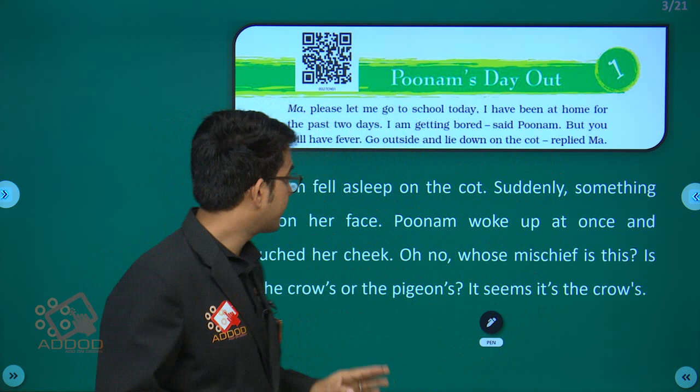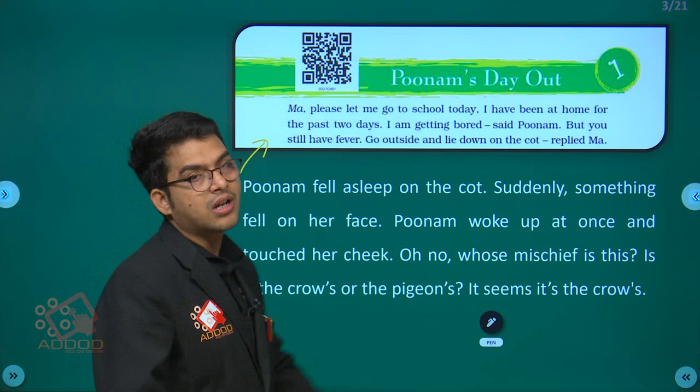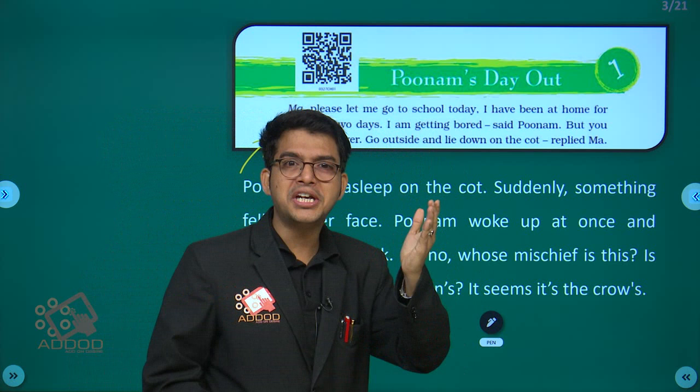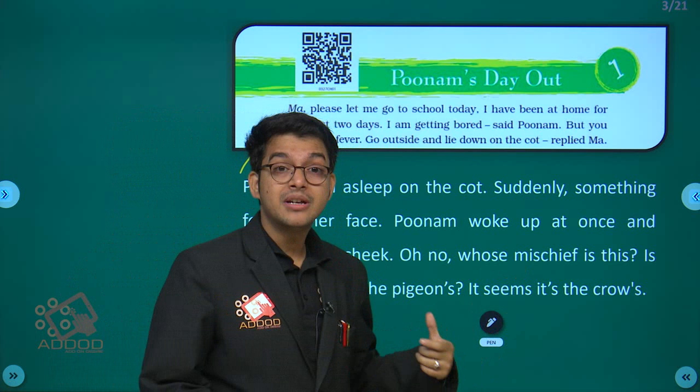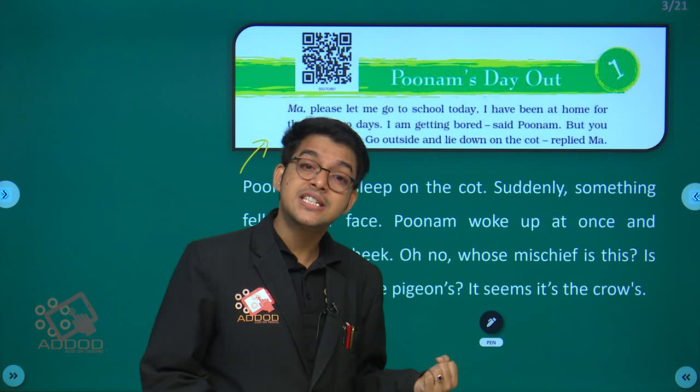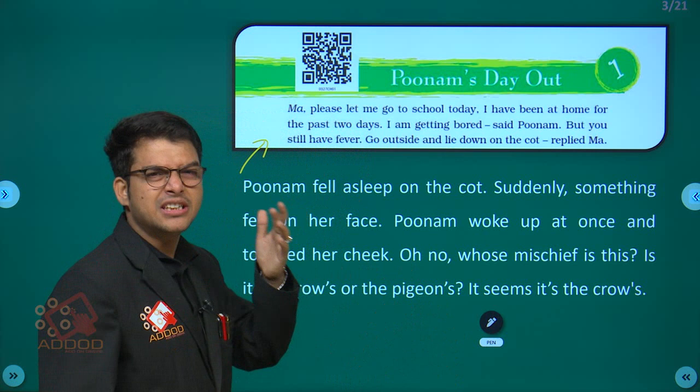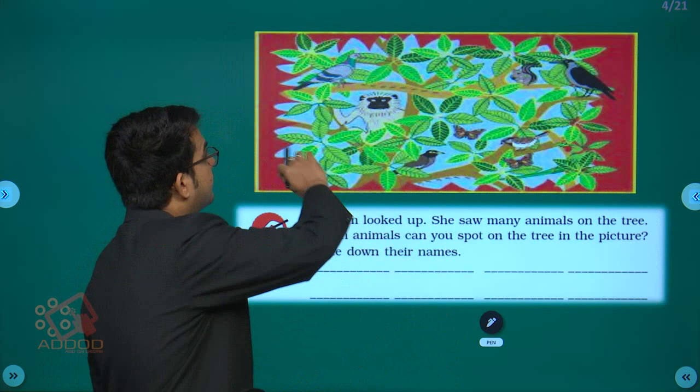Poonam fell asleep on the cot. Suddenly, something fell on her face. Plop! Oh, crow droppings. Poonam woke up at once and touched her cheek. Oh, no. Whose mischief is this? Mischief, shararat, shaitani, a notorious thing. Is it the crow or the pigeons? Oh, pigeon droppings? Oh, crow droppings? It seems it's the crow's. There are many above her head.